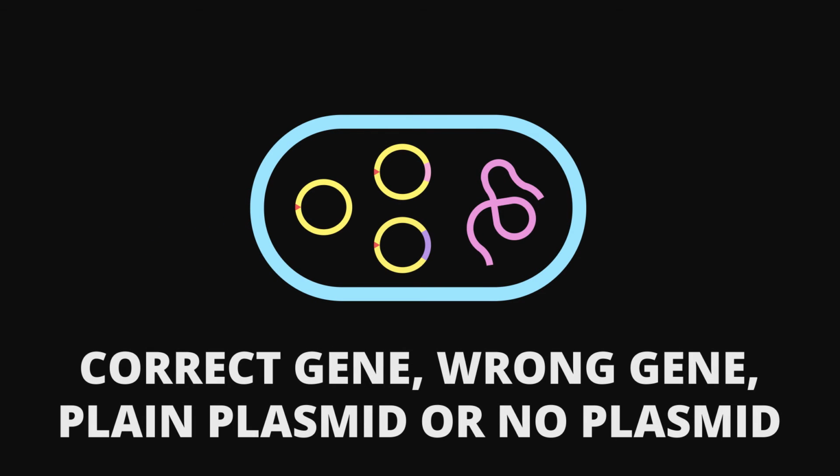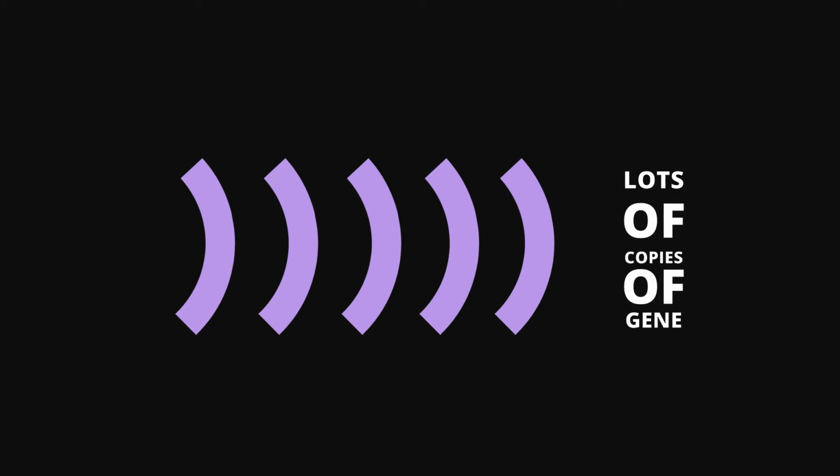When a cell grows, it can either have the correct gene, the wrong gene, a plain plasmid, or no plasmid at all, but the latter is prevented by having a special coating on the agar plate which prevents it from growing. The end product is lots of copies of the desired gene.